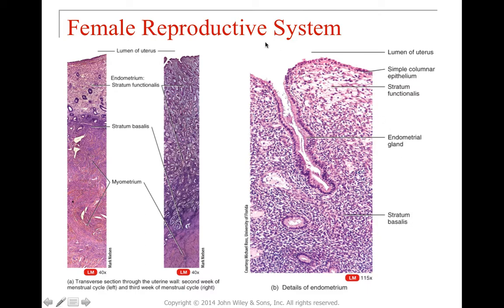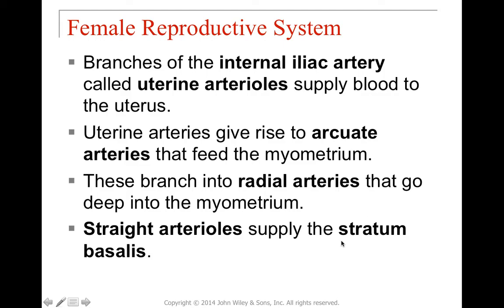Again, the internal region is going to be the lumen of the uterus. Here we have a columnar epithelial layer, and then the stratum functionalis here. This here is an endometrial gland, so we're going to have secretions that are going to come out of there. And then this, again, is the stratum basalis, or the layer that is not going to change very much.